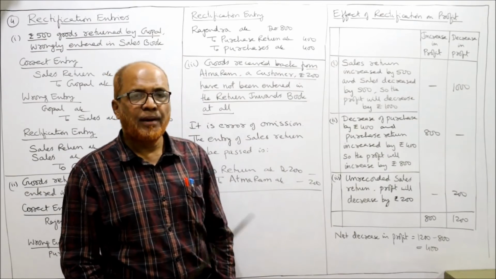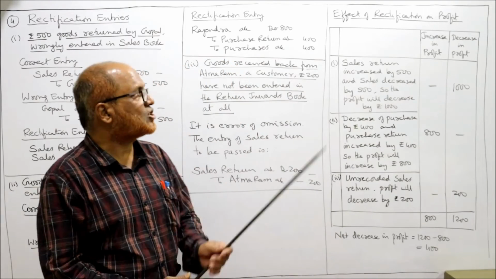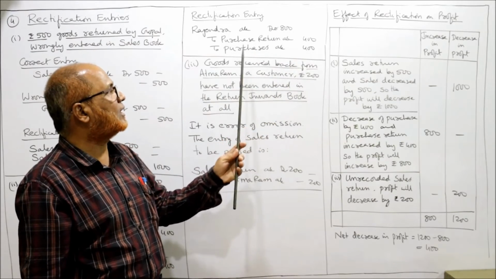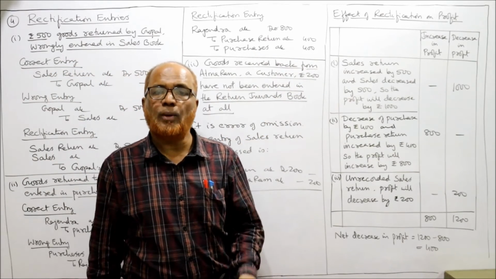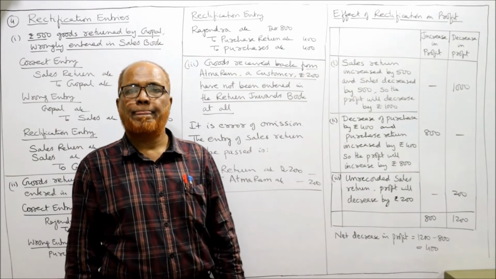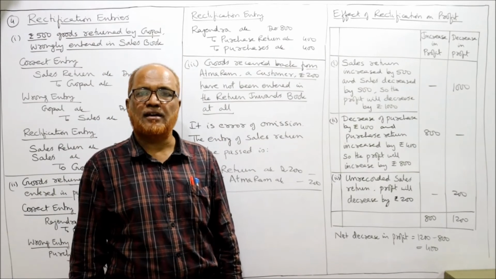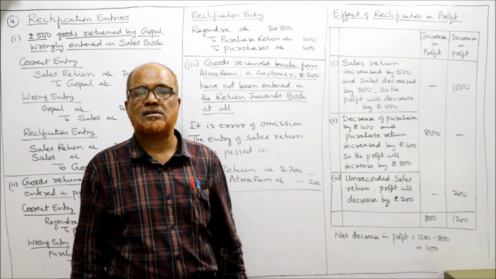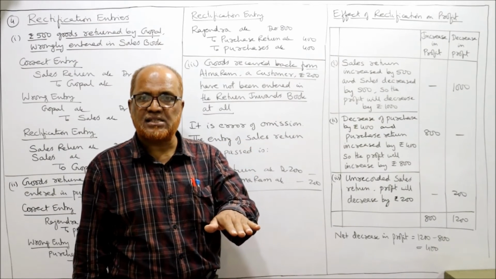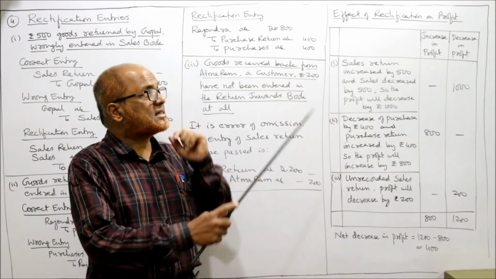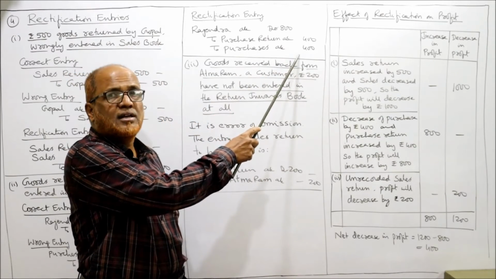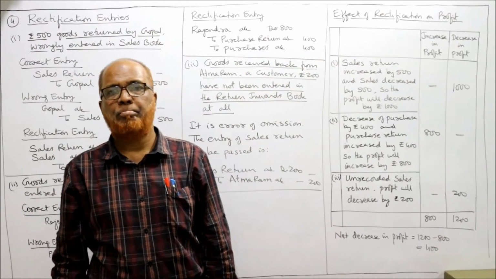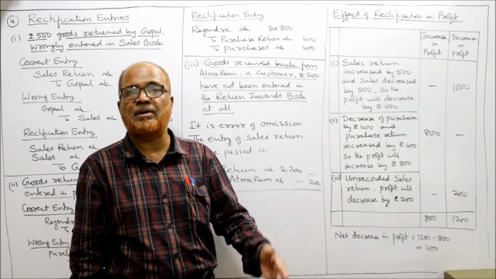Secondly, purchases. Second rectification entry you can see here: Rajendra account debit 800, to purchase return 400, to purchase 400. The purchases are decreasing. When purchases decrease, profit will increase. The purchases are decreasing by 400 and purchase return is increasing by 400.